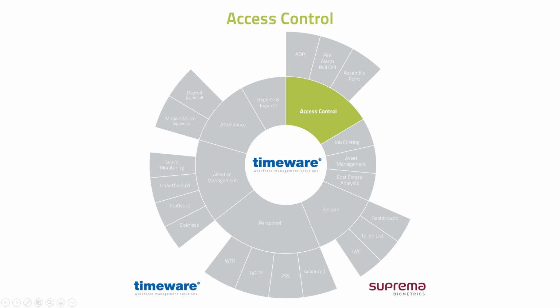Timeware access control brings you integrated security, protecting what's most important, your people and your property. Designed to integrate seamlessly with Timeware, it ensures that when a contractor completes a job or when an individual leaves employment, they will no longer be able to access your building. Timeware access can be used to control doors, barriers and gates.